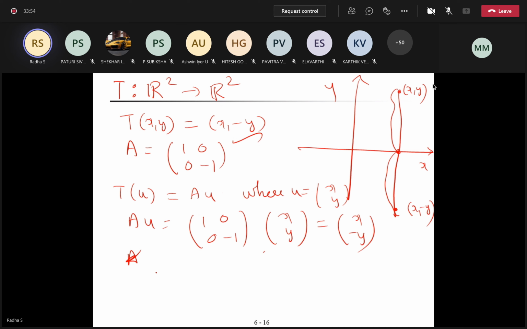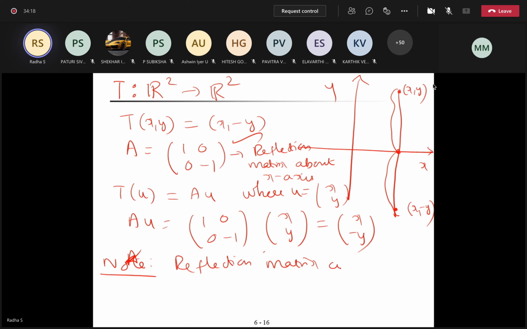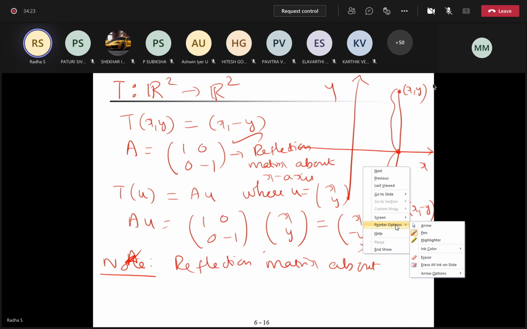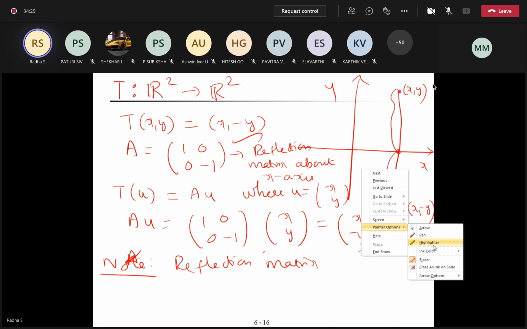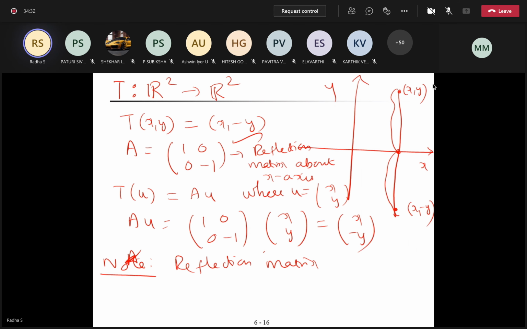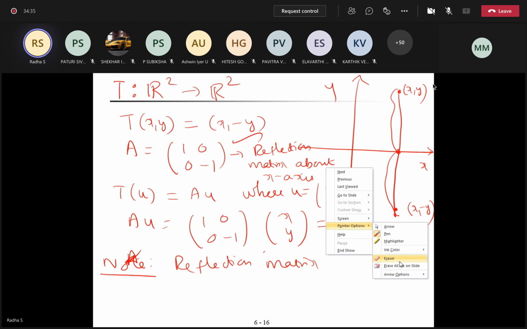Can you say the reflection matrix about the y-axis? Minus 1, 0, 0, 1, ma'am. Correct. So reflection matrix about the x-axis. Okay, note. Reflection matrix about the y-axis. Just a minute, I'm making a lot of mistakes.